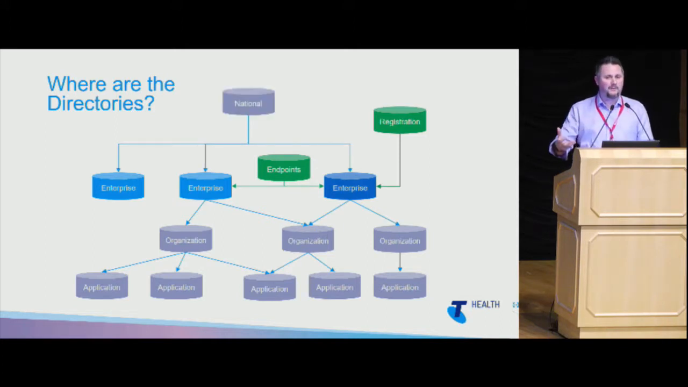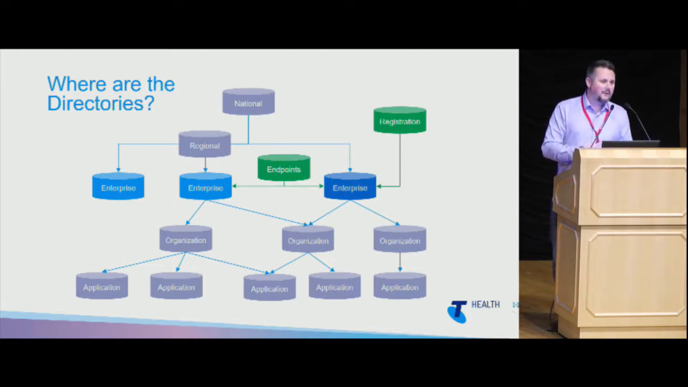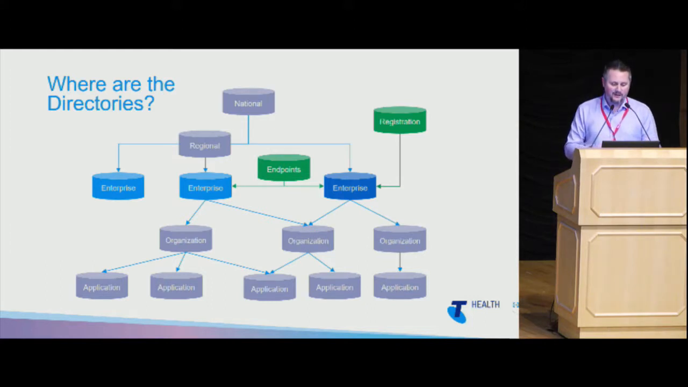Then we fit up to the larger level, so there's national directories which have a small amount of content, and then we can have regional directories. So things that Eric talked about at the start from the Sequoia project would sort of fit somewhere in that. Maybe it's an enterprise, maybe it's regional.